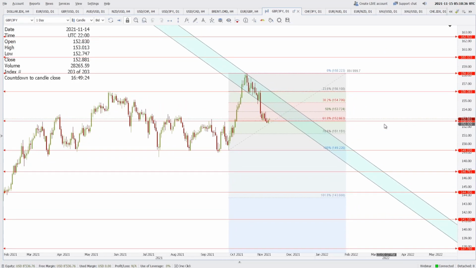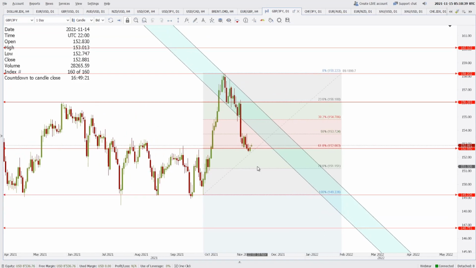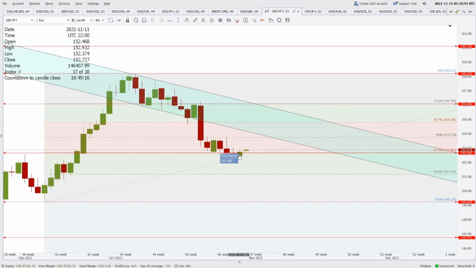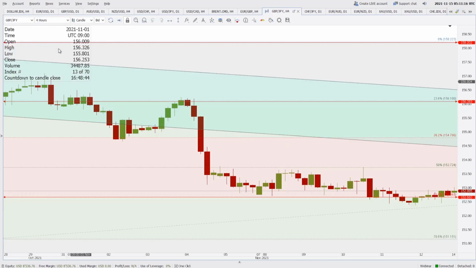Talking about GBPJPY, it seems like the bulls are trying to take control of the market. You see how the price closed at 152.72 on Friday, but it opened higher at around 153.01 today. Actually, it opened at 152.83 and has made an intraday high of 153.01. A break of 153.01 will expose 153.72, so there is a possibility of at least 70 pips of movement to the upside today, but we need a 4 hourly closing higher than 153.01.